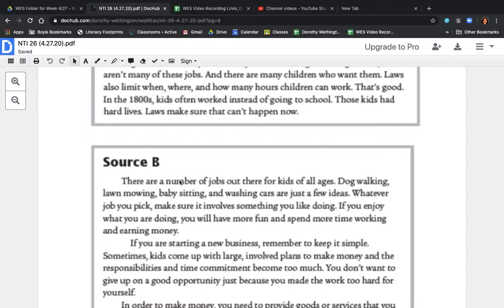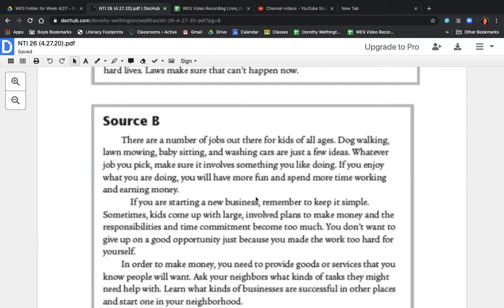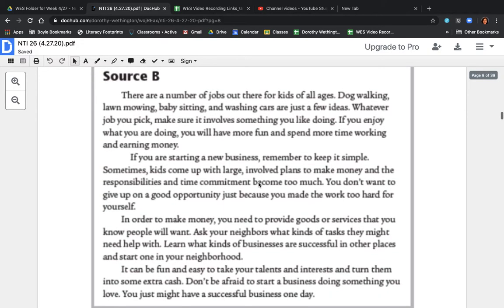Source B. There are a number of jobs out there for kids of all ages. Dog walking, lawn mowing, babysitting, and washing cars are just a few ideas. Whatever job you pick, make sure it involves something you like doing. If you enjoy what you are doing, you will have more fun and spend more time working and earning money.